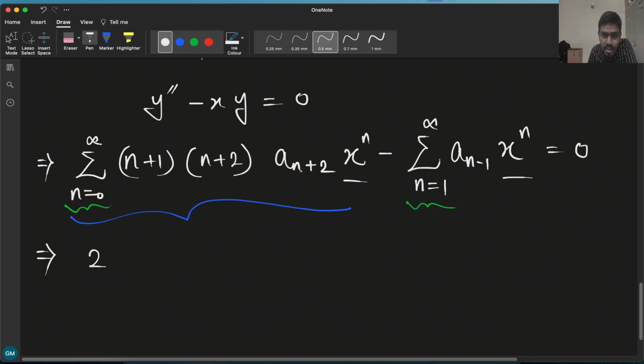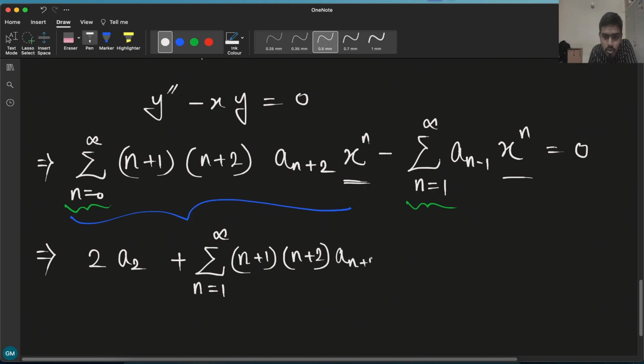If I put n equals 0 here, it is a2, and if I put n equals 0 here, this is just 1, x to the power 0 is 1. This is the first term of this series, and from the second term I can write the summation, n equals 1 to infinity, (n+1)(n+2) a_{n+2} x^n, minus this other series, n equals 1 to infinity a_{n-1} x^n, equals 0.